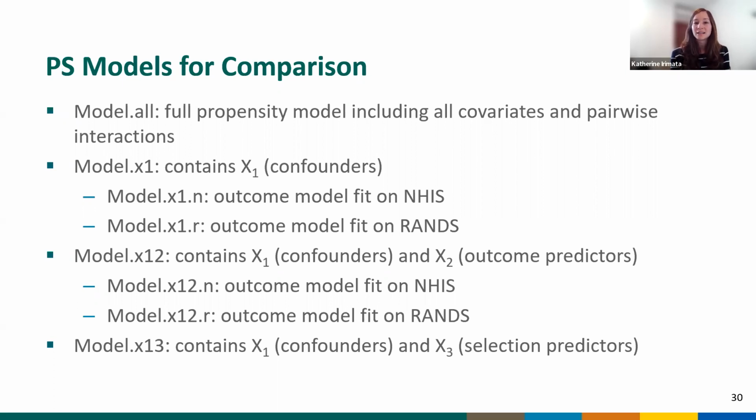The model that ends in .n means that the outcome model was fit using the NHIS data, and this would really be preferred because NHIS is our gold standard, and we want to make sure we're using the covariate associations that are present in the underlying population.